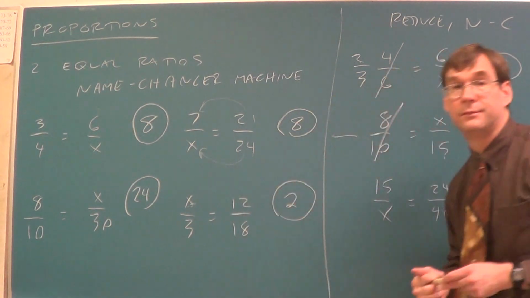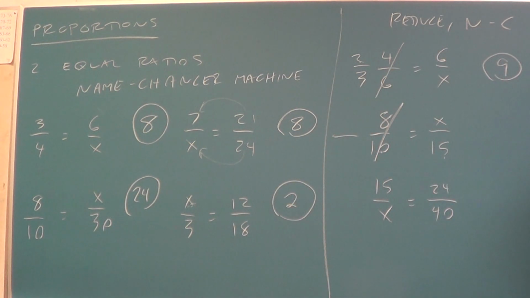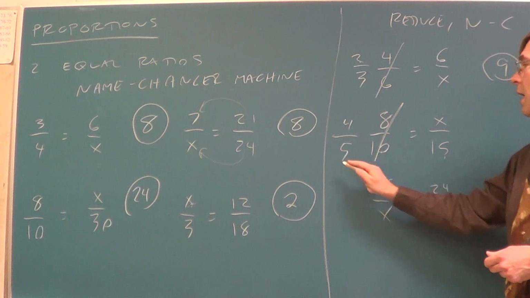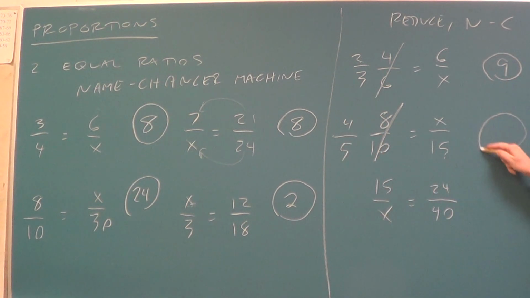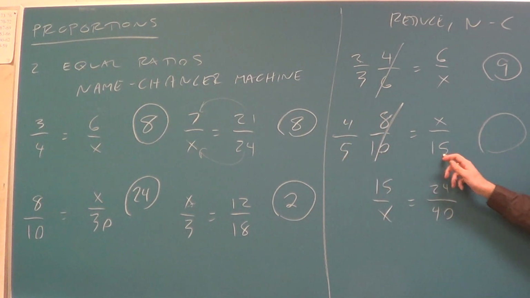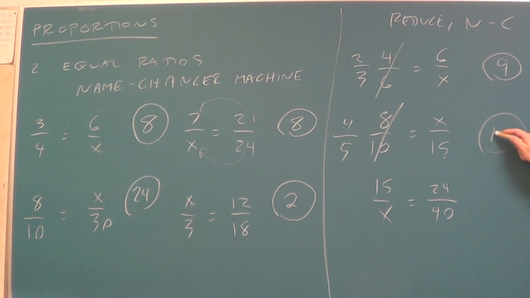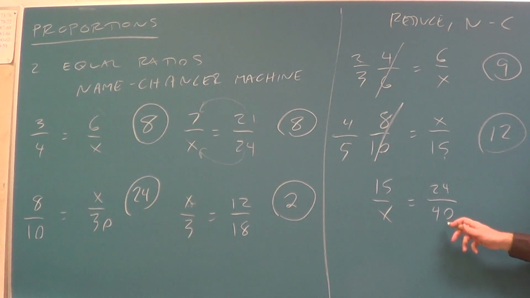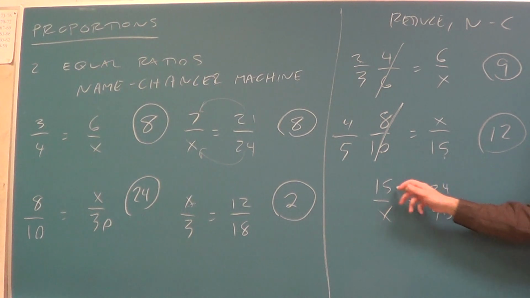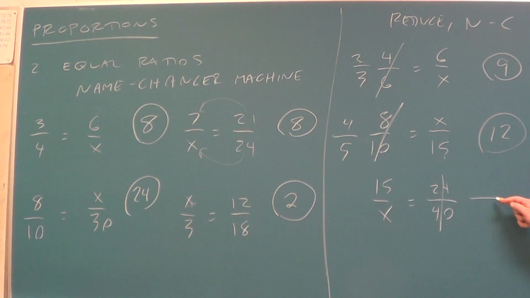4/5? And if we've got 4/5, now things work out well. 5 can be turned into 15 if you multiply by 3. So match that on the top, 12. 12 will work. Here we're out of luck, 15 and 24 are not friendly, but we can reduce 24/40ths.